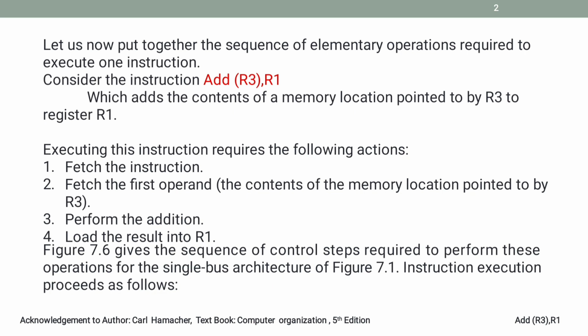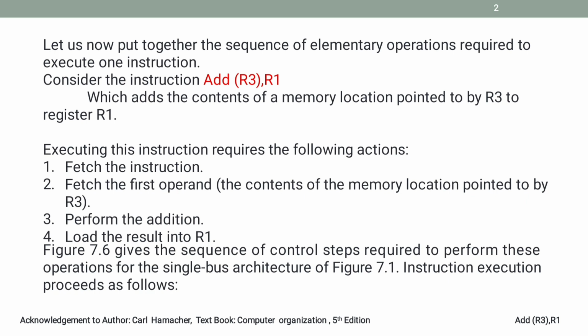Third, perform the addition. Add is the instruction, which means the addition operation must be performed. So the first operand from the memory location pointed to by R3 is fetched into the processor. The second operand is present in processor register R1 itself. So both are to be added. That is what perform the addition means. Next, the fourth step is load the result into R1. Finally, when both operands are added by the ALU, the ALU-generated result must be stored in R1.